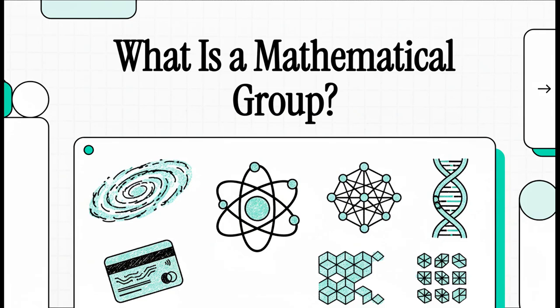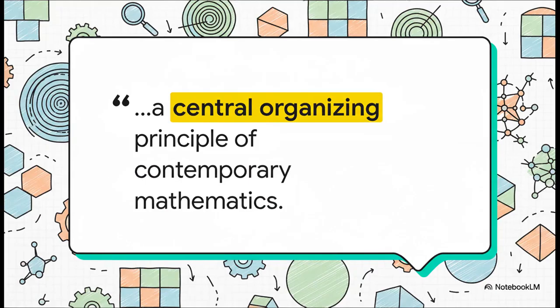So today we're going to tackle a concept that is, quite literally, woven into the fabric of the world around us. We're talking everything from the deepest laws of physics all the way to the data on your credit card. We are diving into the mathematical idea of a group. Now, that is a pretty bold statement, right? A central organizing principle? I mean, what could possibly be that fundamental? Well, it means that once you learn to see the structure of a group, you start seeing it absolutely everywhere.